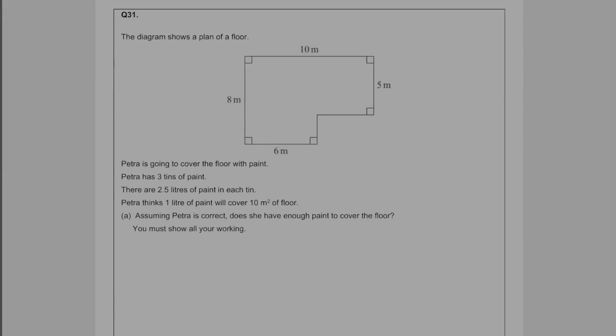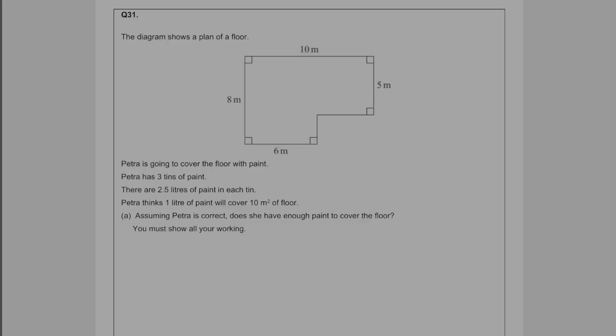Question 31. The diagram shows a plan of a floor. Petra is going to cover the floor with paint. Petra has 3 tins of paint. There are 2.5 litres of paint in each tin. Petra thinks 1 litre will cover 10 metres squared of floor. Assuming Petra is correct, does she have enough paint to cover the floor?